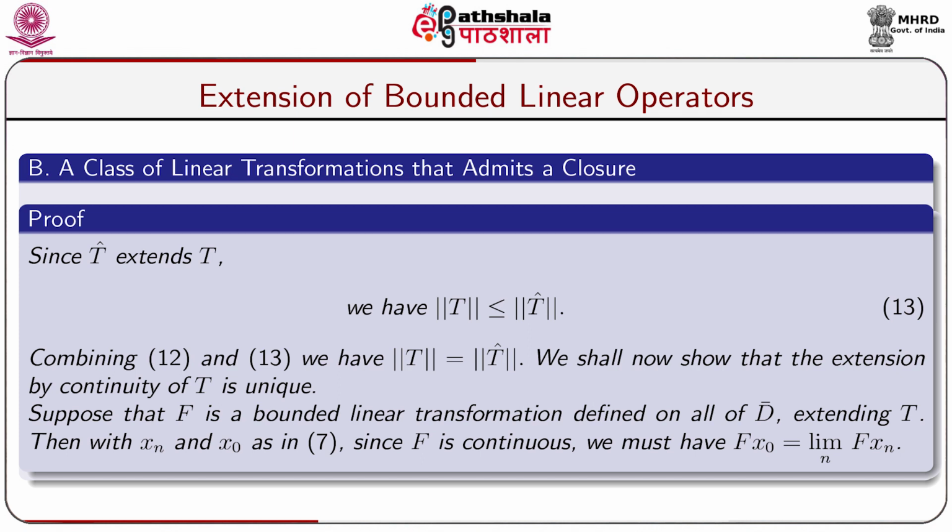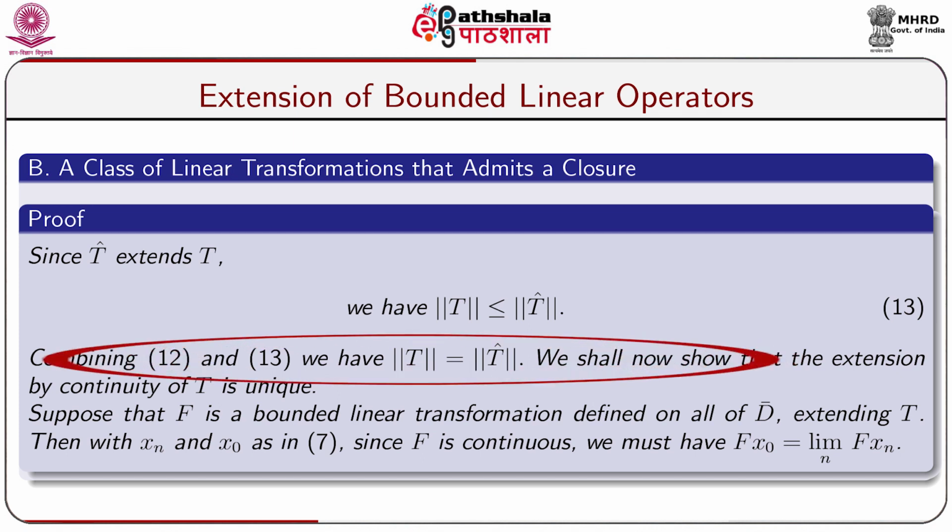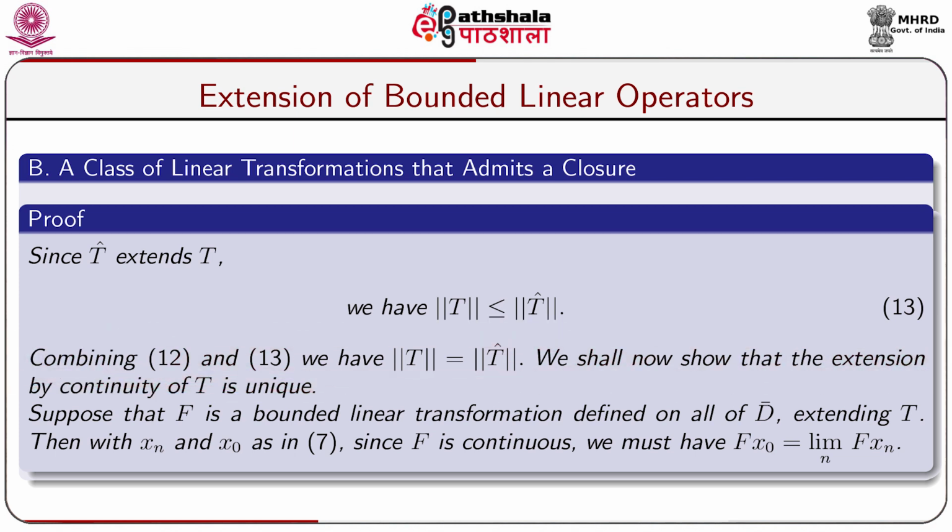Since T hat extends T, we have norm T less than or equal to norm T hat. Combining equation number 12 and the result just now, we have norm T less than or equal to norm T hat, so we see that norm T equals norm T hat. We shall now show that the extension by continuity of capital T is unique.